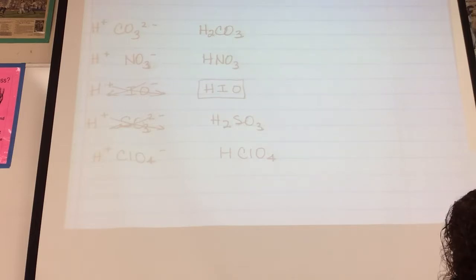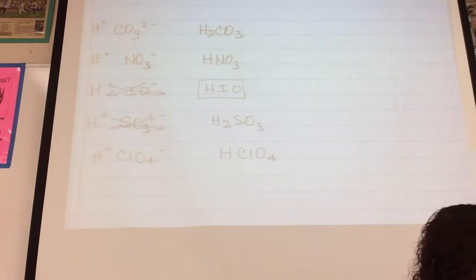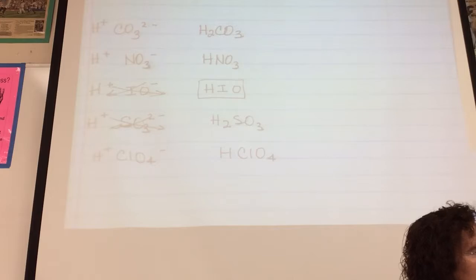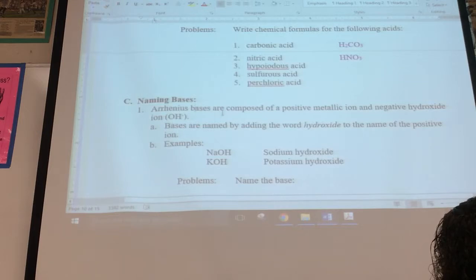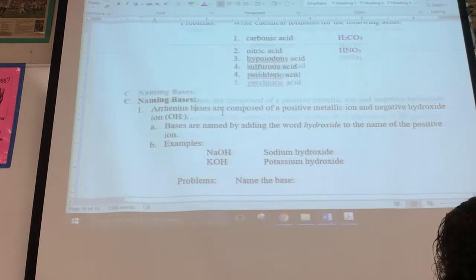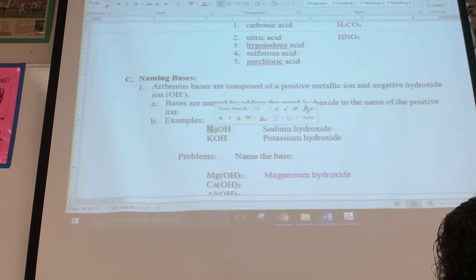So bases that are Arrhenius are made up of a positive metallic ion and a negative hydroxide ion. You name them by the name of the element followed by hydroxide. And I guess this should say Arrhenius, because other bases are not named in this fashion, and I typed poorly. Oh, well then I'm glad you didn't see my bad typing. Ta-da! So for example, sodium hydroxide, potassium hydroxide.